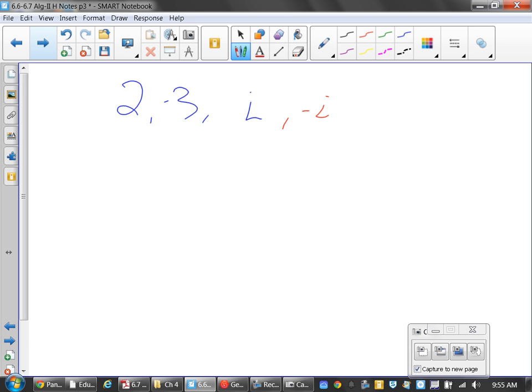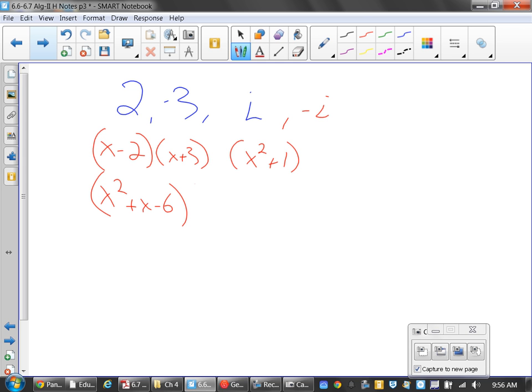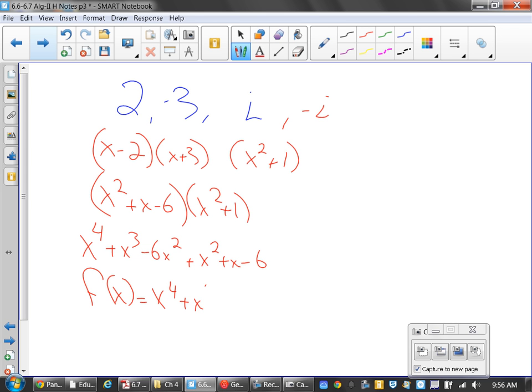So everybody okay with x minus 2, x plus 3, and then x squared plus 1? You okay with that? So as you go through, you get x squared plus x minus 6. So your f of x will equal x to the 4th, x cubed, negative 5x squared, and x to the 6th. All right with that?